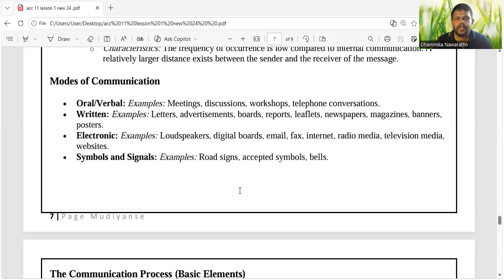Then if I send you an email, it is electronic, and this is also some kind of electronic thing we are using here. Symbols and signals. If I do it like this, it is a thumbs up, that means it's happy. Those are signals. If I am in the classroom and I ask like that, that means I am asking you to come near. Likewise, we can use symbols and signals.